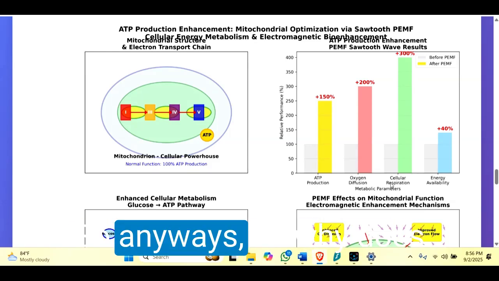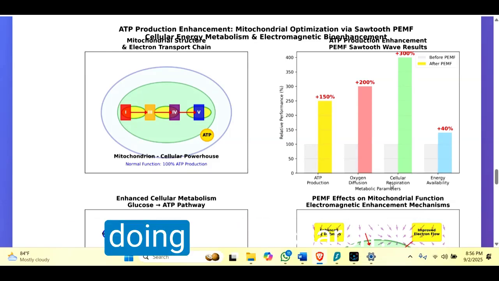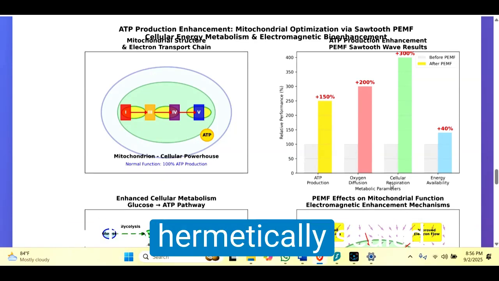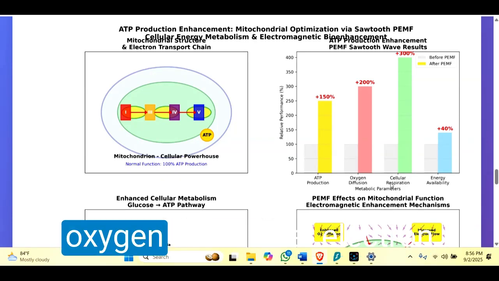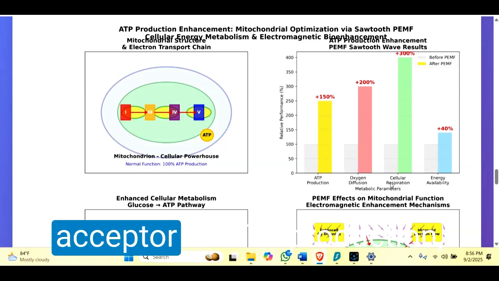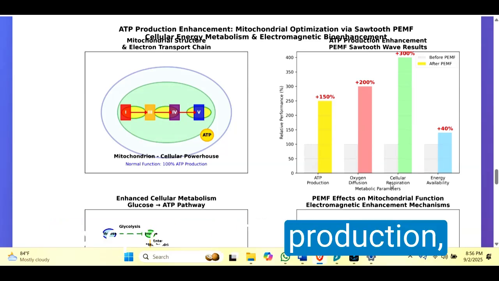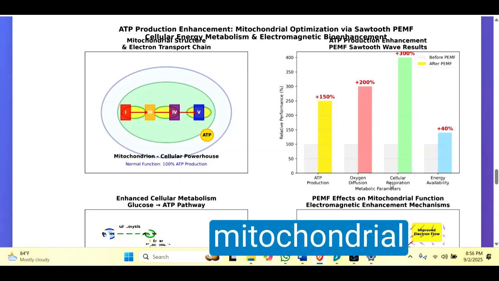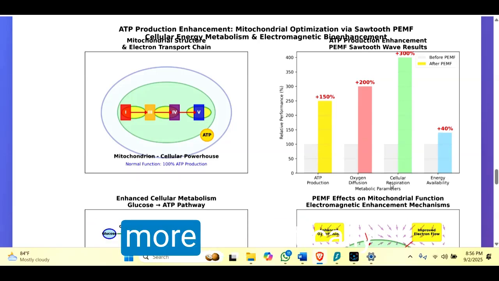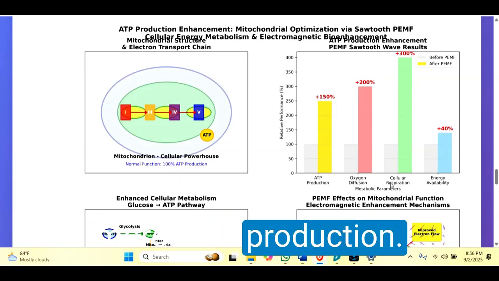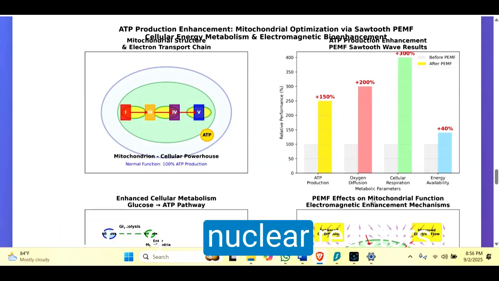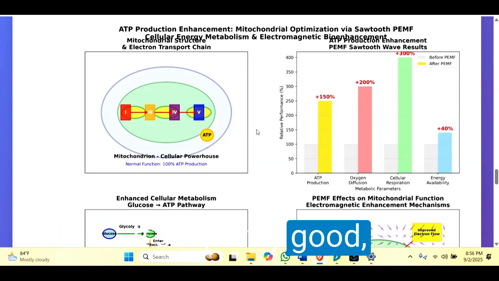So why does that matter when they're doing that research regarding the oxygen diffusion increasing even in hermetically sealed conditions? Because oxygen is the final electron acceptor in ATP production. More available oxygen means more efficient mitochondrial function, which means dramatically more ATP production. It's like upgrading your cellular power plants essentially from coal burning to nuclear reactors. It's a pretty good analogy.